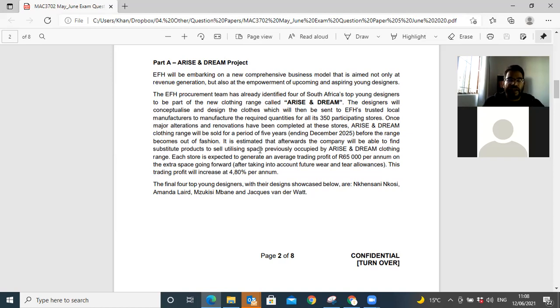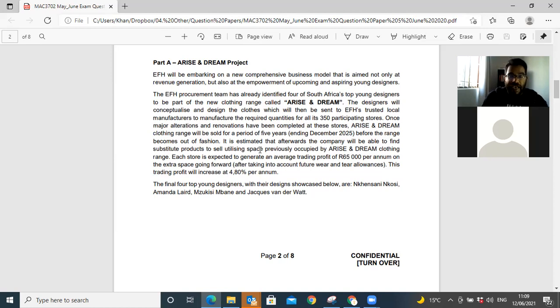They are renovating the stores. They're renovating 350 stores, right? For the Rise and Dream project. The Rise and Dream project is only expected to last for 5 years. So are they going to spend so much money just for 5 years? And the answer is no, because remember, they're creating a separate section for the Rise and Dream section.